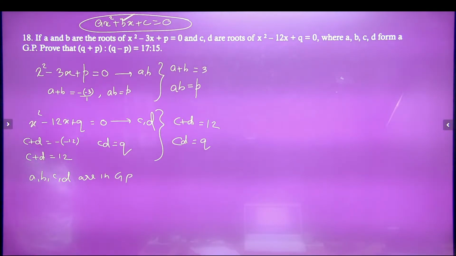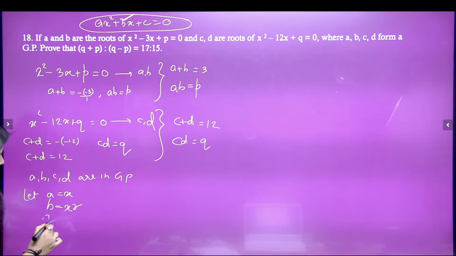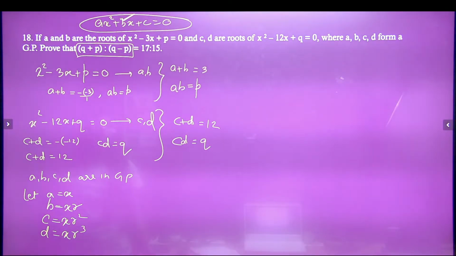Then the question says that a, b, c, d are in GP. Now see, if they are in GP, let us consider that a is x, b is x into r, c is x into r square, I am multiplying by r every time, and d is x into r cube. Okay, a is equal to x, b is equal to xr, c equal to xr square, and d equal to xr cube. Now using these things, can we find the value of p and q, since we need to find the ratio of q plus p and q minus p? So we should know the value of p and q.